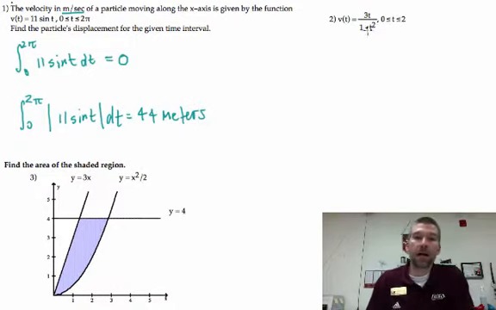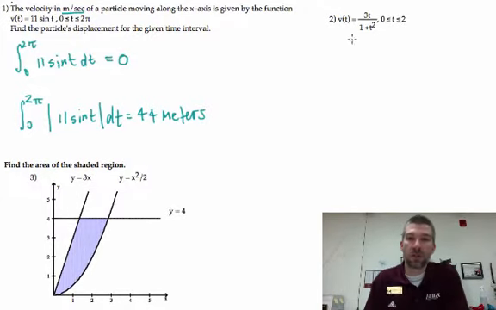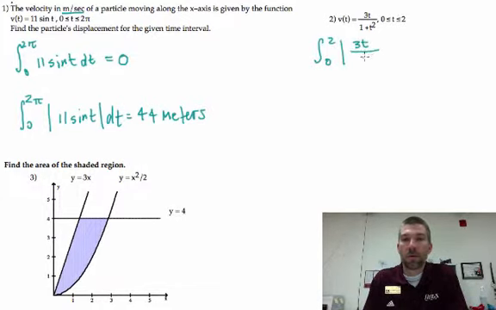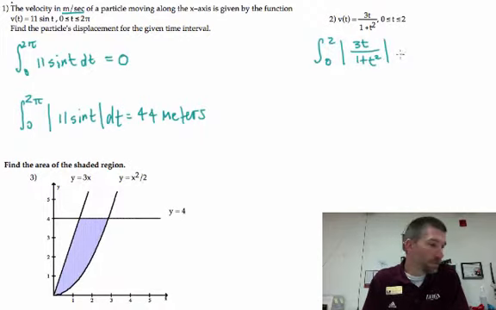Okay. Question 2 is the same sort of question. Here's the function, the velocity in meters per second of a particle moving along the x-axis. Find the total distance traveled by the particle. Here's your total distance question. So if we want a displacement, we would just go from 0 to 2 and integrate what we see. Since we want total distance, that could be a different number altogether. We're going to go from 0 to 2, absolute value, 3t over 1 plus t squared dt.